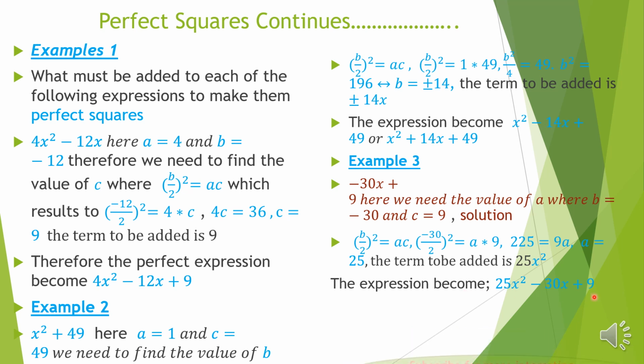That now becomes a perfect square expression. If we add 25x squared to the expression given here, then we get that 25x squared minus 30x plus 9 is a perfect square expression.